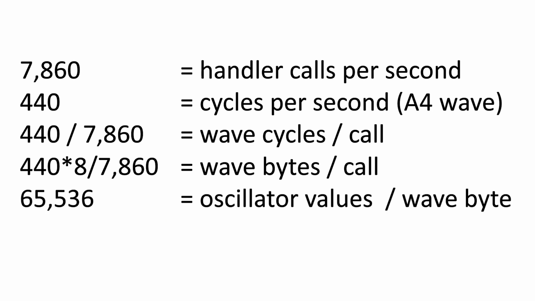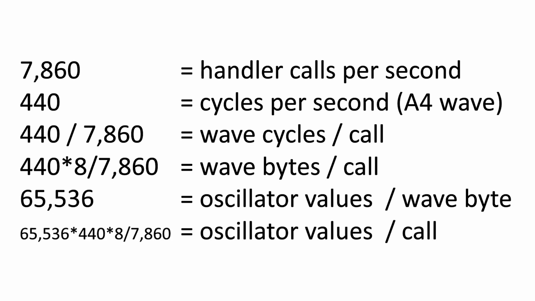And that's where the oscillator comes into play. Since it's a 2-byte value, it has 65,536 possible values that it can cycle through. And the point of the oscillator is to decide how much of a wave byte to play. 65,536 values corresponds to a single byte from that wave. That's why when it wrapped around to 0, we would advance our wavetable pointer to the next wave byte.